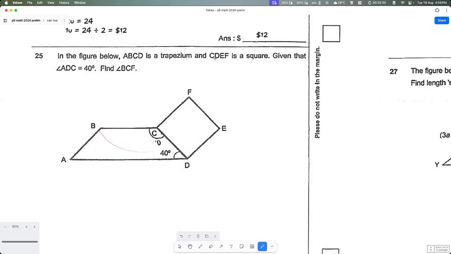So I see over here, CDEF is a square. A trapezium has parallel lines, okay, that's what you see over here. And this is a square, right? So 1, 2, 3, and 4.